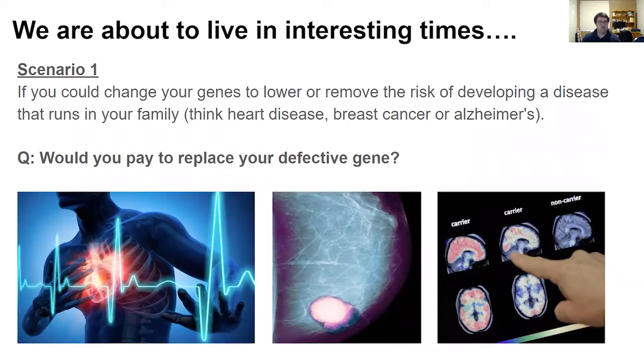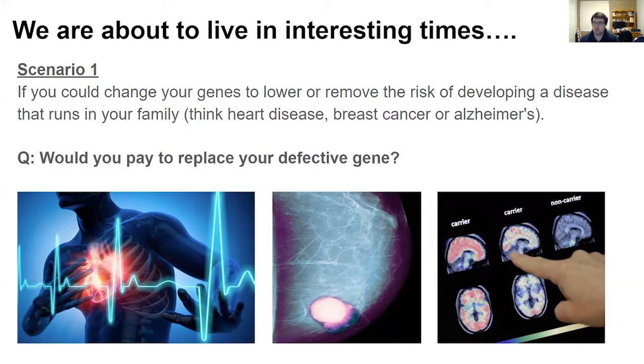In this scenario, what if you could change your own genes? Imagine if you had a history of heart disease, breast cancer, or Alzheimer's in your family, and it was a cheap procedure. The technology to do this is actually getting super cheap. It's called CRISPR. Imagine if you could go to the doctor, get referred to a specialist, and you might have to pay a couple of thousand dollars, but you could have a defective gene of yours replaced with one which has a much lower chance of getting heart disease or breast cancer or Alzheimer's.